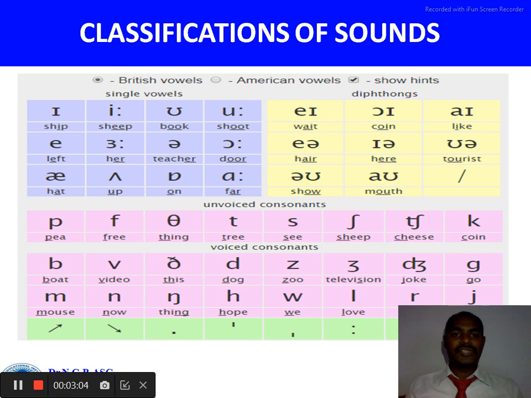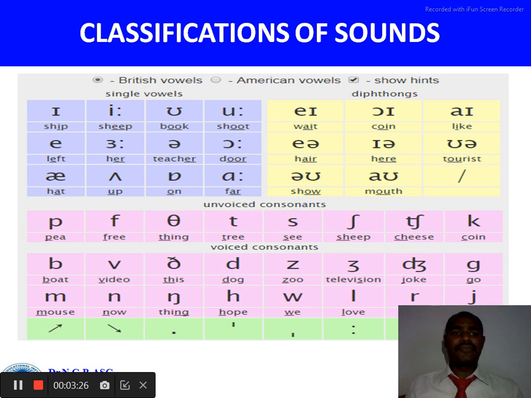And next, the classification of speech sounds. So these are the 44 different sounds. Now we will see them one by one. The first one is single vowels and diphthongs. Single vowels are called single sounds. Diphthongs are called double sounds. Double sounds means two vowels are joined together and produce a diphthong sound.